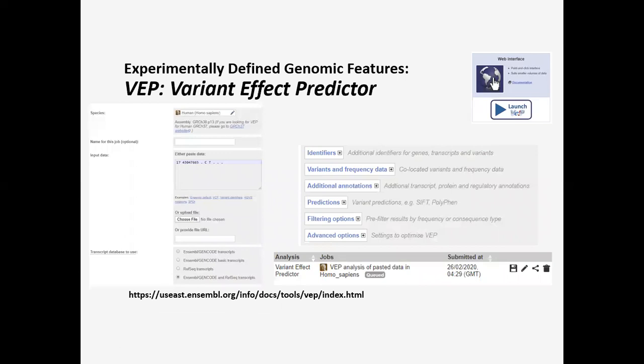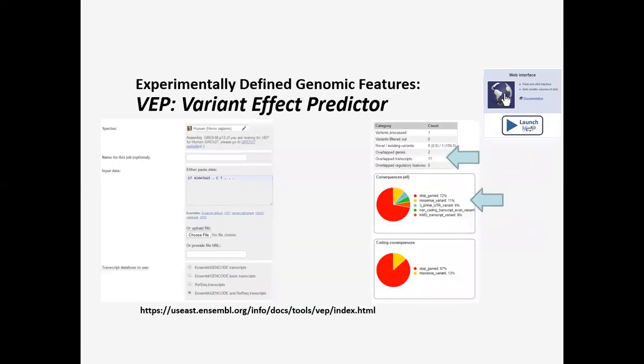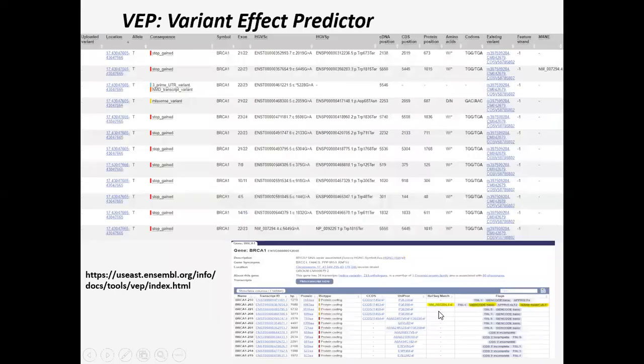This is how you can set the parameters and then get the results. It will show you how many variants are being processed, how many variants are filtered out, how many among all these are novel, how many are existing variants, and what the overlapping genes are. And it will provide the visualization as well for the consequences, for example how many are stop gained. So it will consolidate your VCF file and provide you the visualization about your variants.